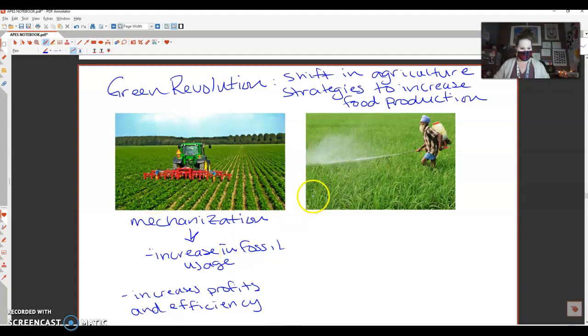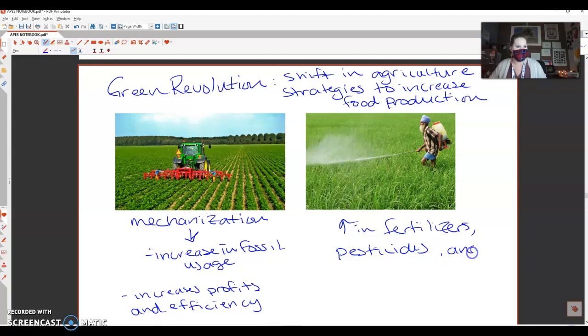Okay. Now, we also see an increase in fertilizers, pesticides, and GMOs. GMOs are genetically modified foods. We'll talk about that here shortly. Okay. But I also want you to understand, guys, that the production of fertilizers and pesticides also requires massive amounts of fossil fuel, so that also contributes to climate change. Okay, we'll talk about that here in a second.